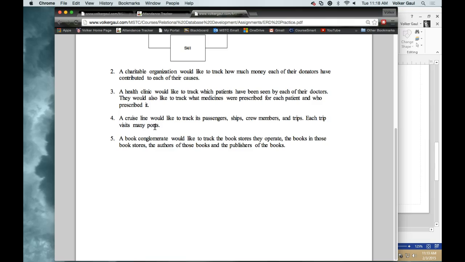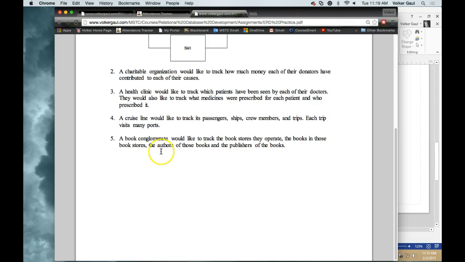So the ship assigned to ports, or trips are assigned to ports? Ships could be, that's potential, but it's out of scope. A ship's home port, I don't care. Trips visit ports, yes. What else?